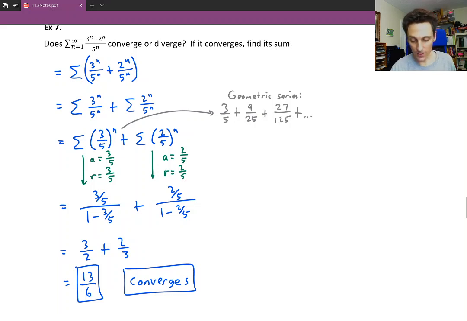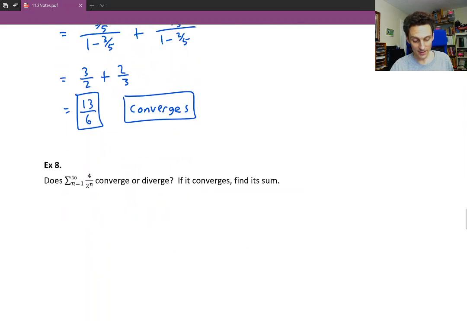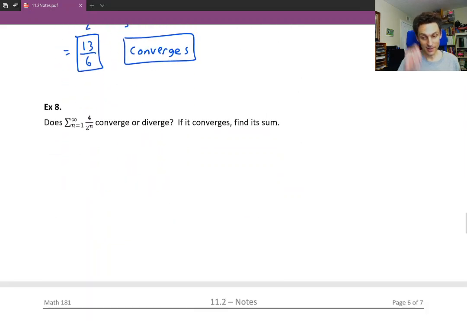All right, so it converges. Notice that we were using these summation properties while we were doing this. We didn't use the second one, but we used the first one at least. Example 8 will give us an example to work with the second property. So here we have the sum as n goes from 1 to infinity of 4 over 2 to the n. Does that one converge or diverge?